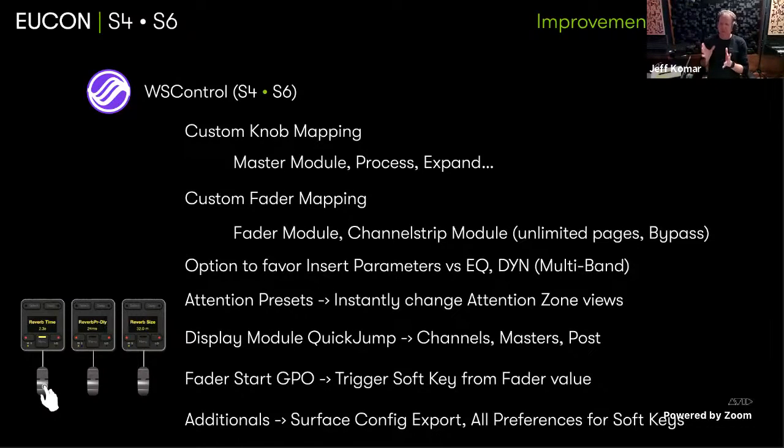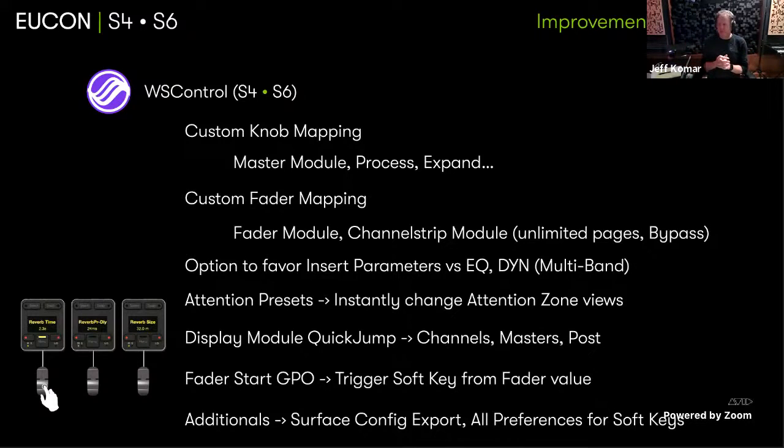There's a ton of other stuff in here that I'll mention, but I'm not going to go through a demo with. In addition to custom fader mapping, we have some new preferences that go along with that, which allow you to favor, when you click from Pro Tools, a more, let's just say, complex map that would be insert parameters versus a dedicated Dyner EQ. And now I'm actually going to show you an example of why you might do that.